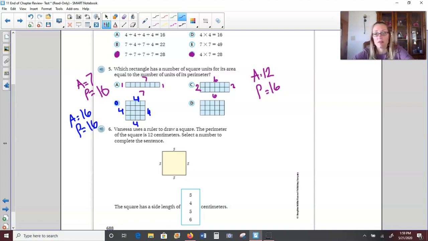I think we found our answer. But we know we should never just stop there. We should double check our last option just to be sure.